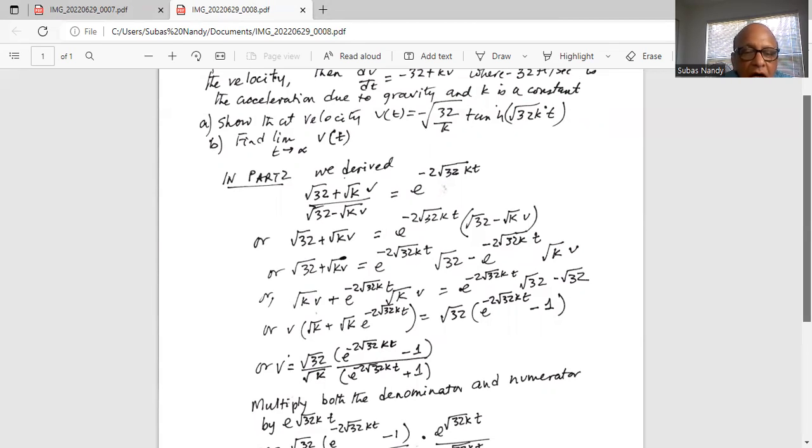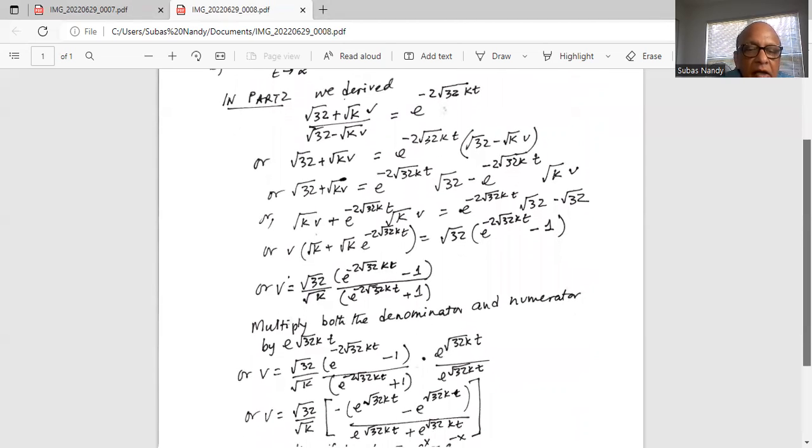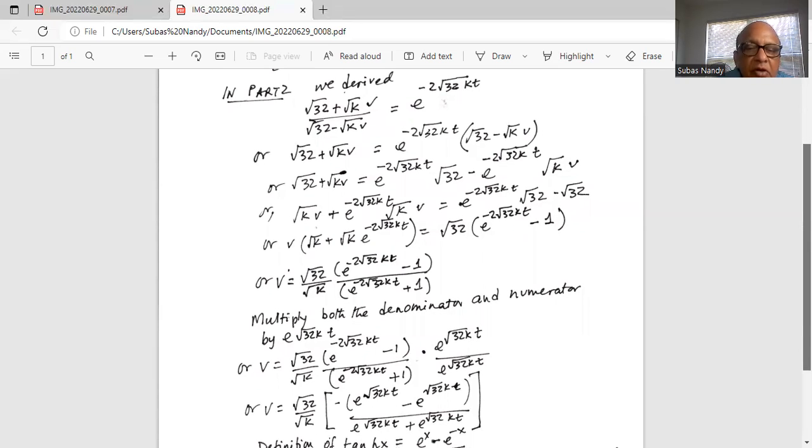In the denominator you have natural number raised to the power of minus 2 square root of 32 kt plus 1. Okay, now we will multiply the numerator and denominator by the same term, which is e to the power of square root of 32 kt, divided by the same expression. Now we will distribute the extra term that we multiplied in the numerator and denominator to the terms inside the parenthesis.